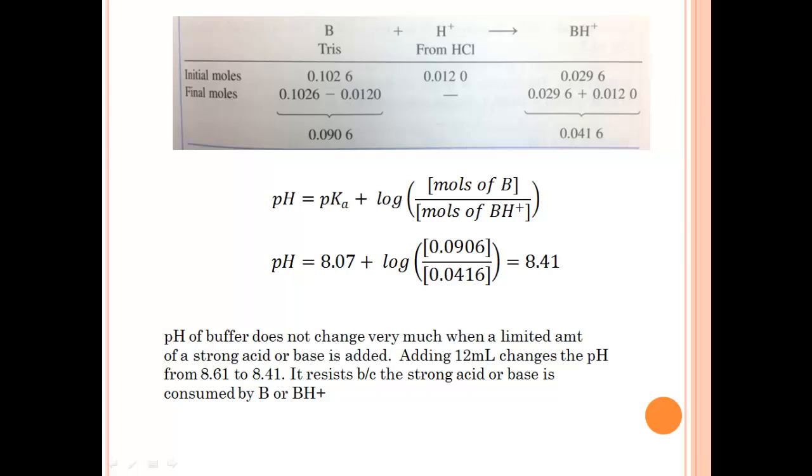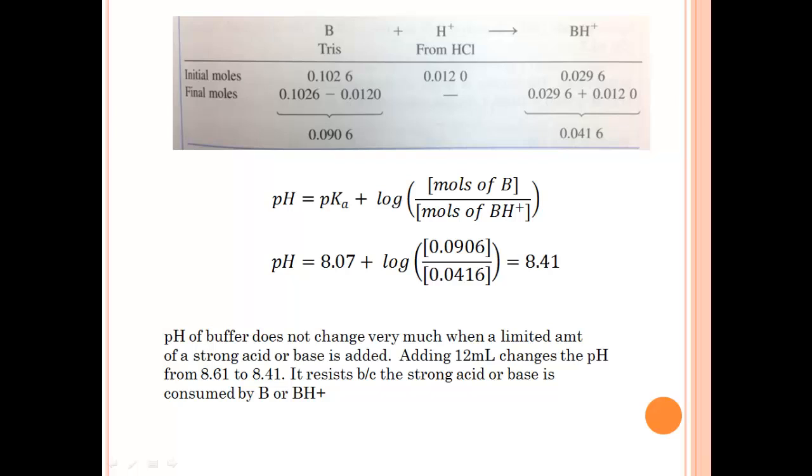Look at that number. I mean, the pH really doesn't change, right? We added 12 mils of a super strong acid, and the pH only changed from 8.61, which was the pH that we had obtained in the previous video, to 8.41. I mean, it's not that much. It resists the change. This buffer works because every part of that strong acid that you added was consumed and turned into something else. So that's why buffers work.